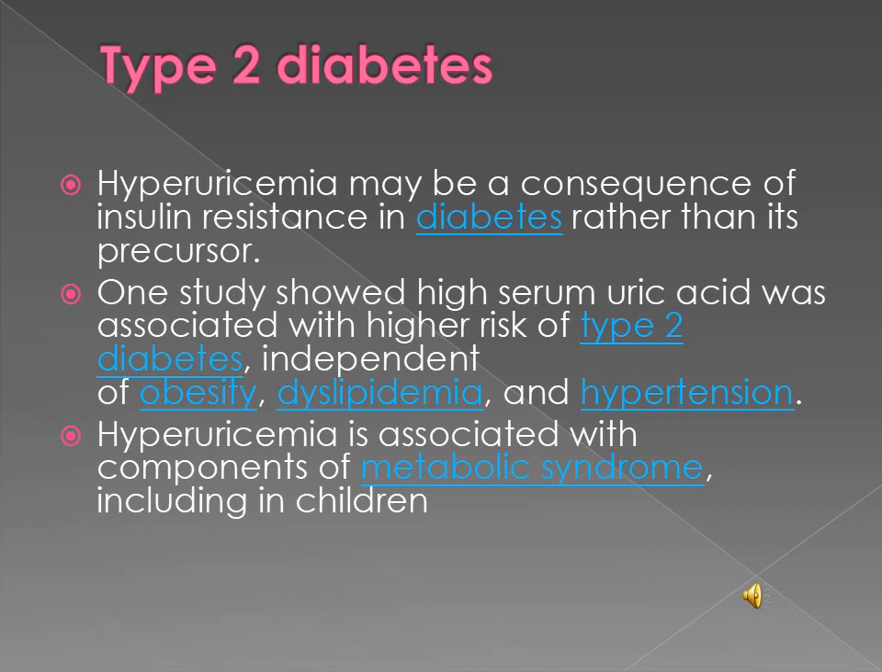Hyperuricemia is associated with components of metabolic syndrome, including in children. One cause for hyperuricemia is one cause for metabolic syndrome.